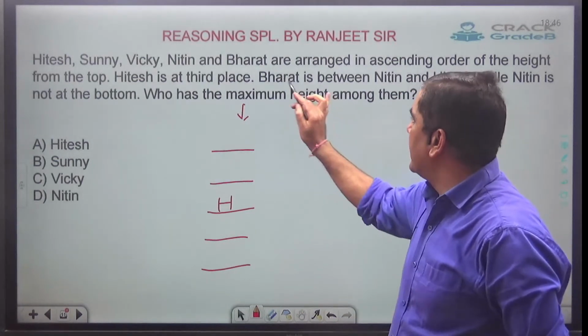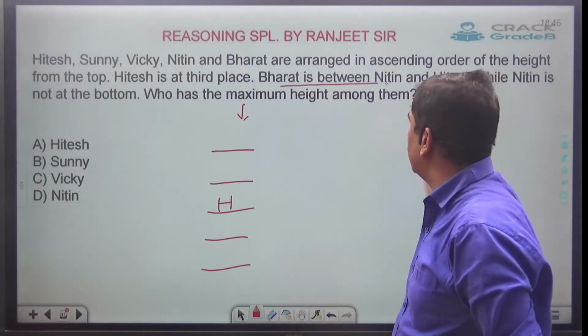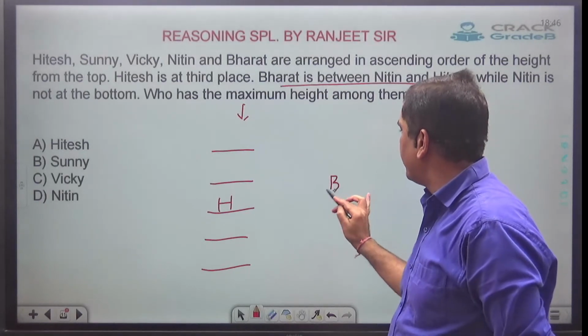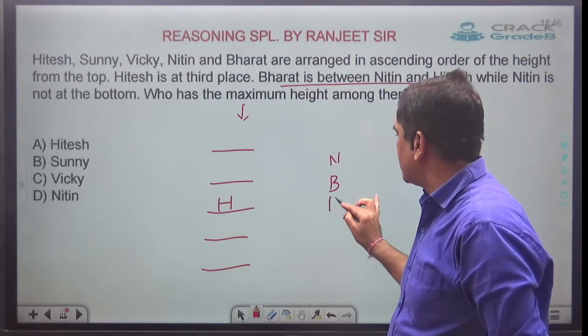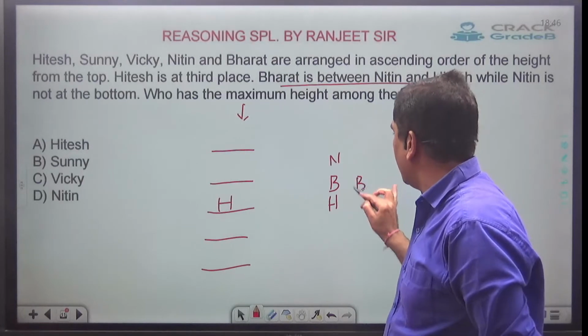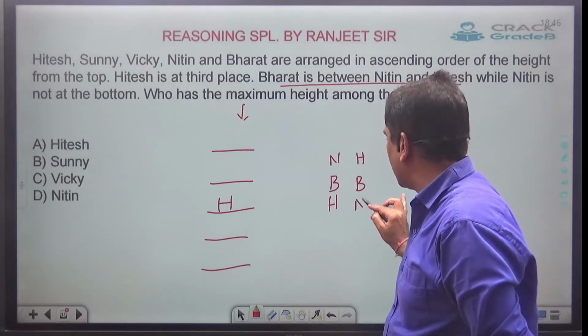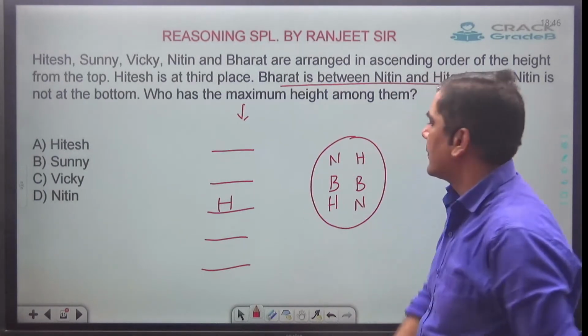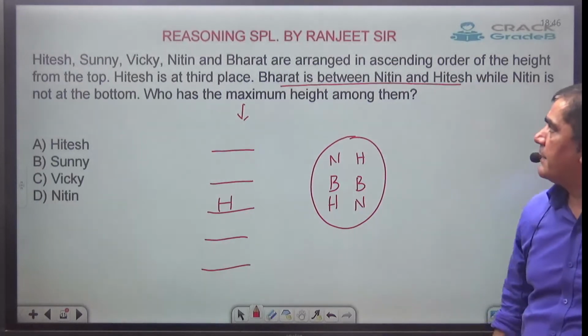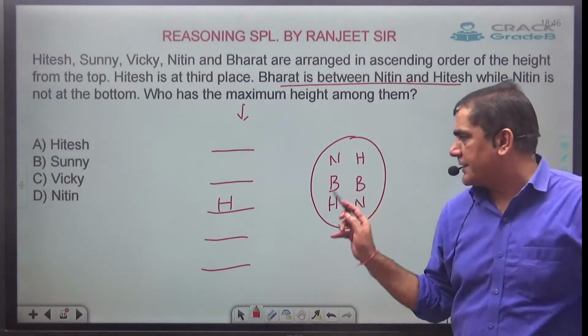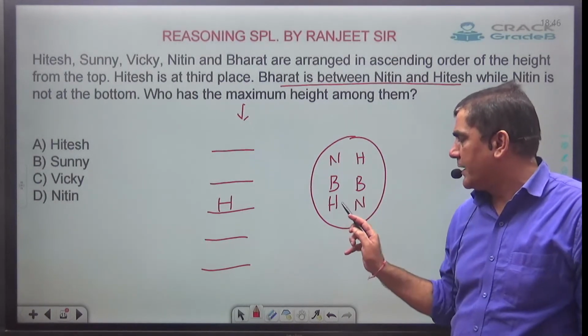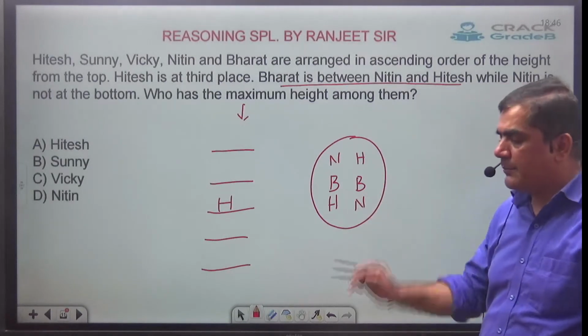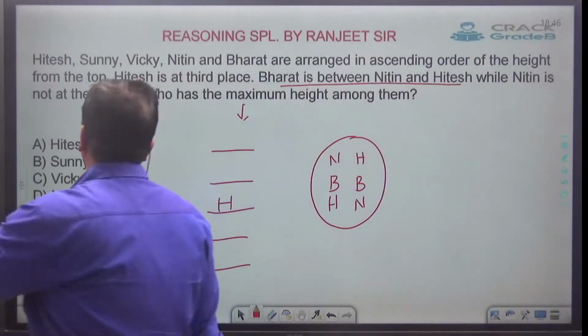Next one, Bharat is between Nitin and Hitesh. Here they are saying Bharat will be between Nitin and Hitesh. So the case can be over here or it can be like this also. Nitin can be over here and Hitesh over here, or Hitesh can be over here and Nitin over here. 2 cases. Next one.